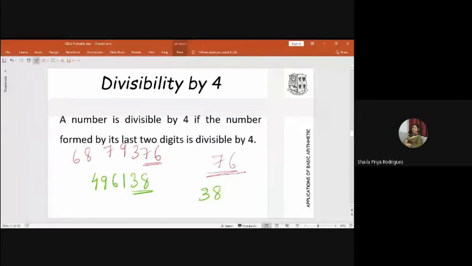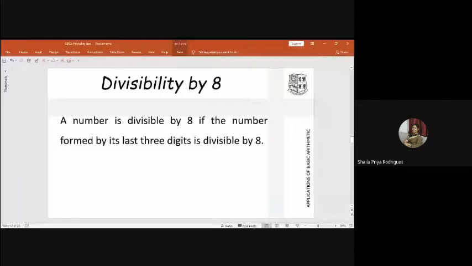Okay, next is divisibility by 8. What do you think divisibility by 8 is? It's very similar to divisibility by 4. Last three digits should be divisible by 8, yes. A number is divisible by 8 if the number formed by its last three digits is divisible by 8.